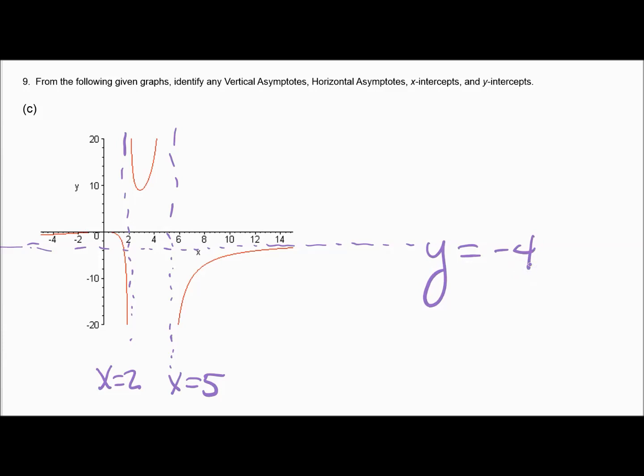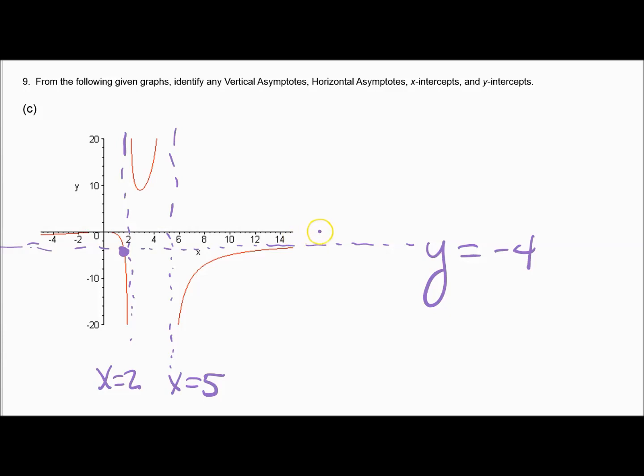But now, there's something I want to point out here. It is possible for a graph to cross a horizontal asymptote. It will never, ever, ever intersect a vertical asymptote, but it is possible, and it happens right here on this problem, for a graph to intersect a horizontal asymptote, and that's why I gave this problem so you could see that. I also asked for x and y intercepts.